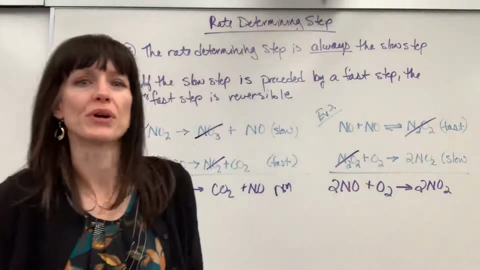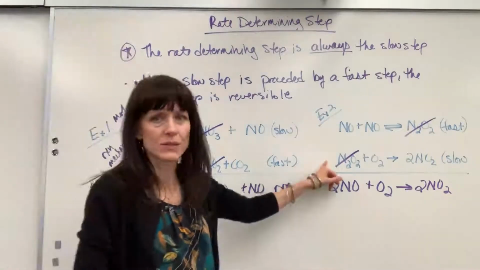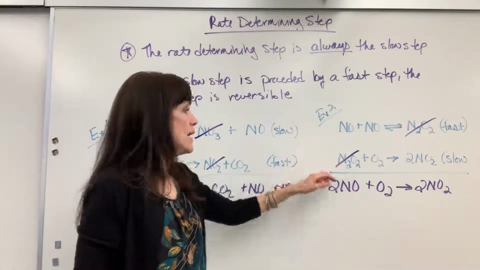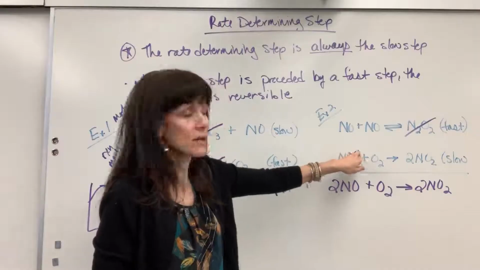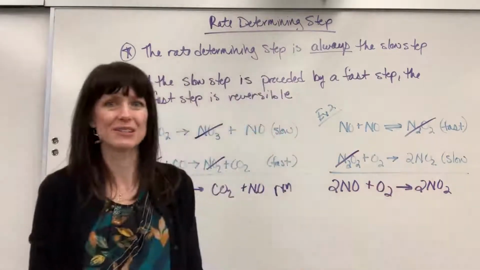Now, quick question for you. Again, which one's the rate determining step? The slow step. You just write down, bam. This is going to be the rate determining step. The speed at which those two reactants react is going to determine the overall rate for that reaction.